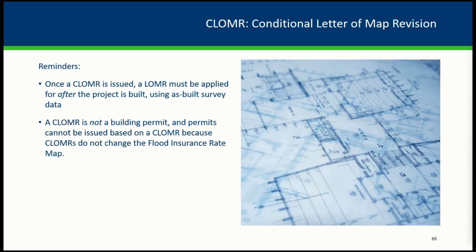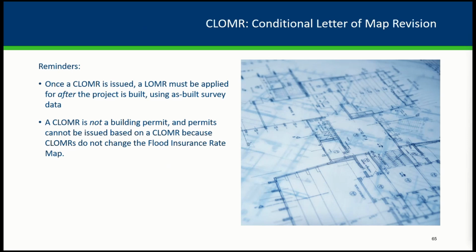And a reminder that once you do submit your conditional letter of map revision and it's been issued, you also have to apply for a letter of map revision after the project is built. And you do that using the as-built survey data for the project. So assuming the project was built to plan, that would be really easy. If some things slightly changed, you might need to update the details from your conditional letter of map revision for your letter of map revision. It can be really easy if it's the exact same, or it can be a whole other process of review if you have a difference in your project.